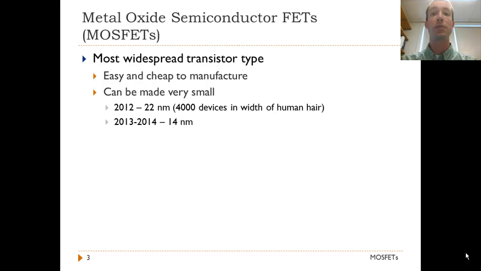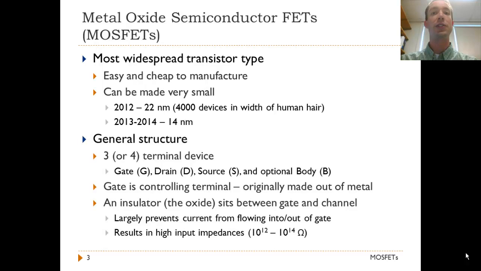In 2012, MOSFETs with a key dimension only 22 nanometers wide were released. This translates to fitting approximately 4,000 of these devices within the width of a human hair. New generations continue to come approximately every 2 years that have even smaller dimensions, allowing even more transistors to fit within a given area.